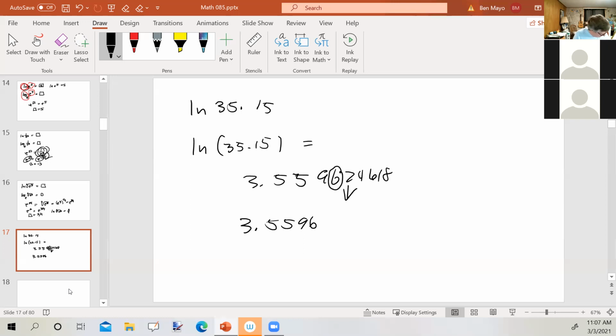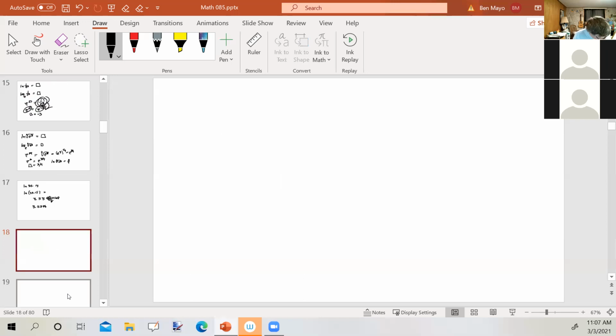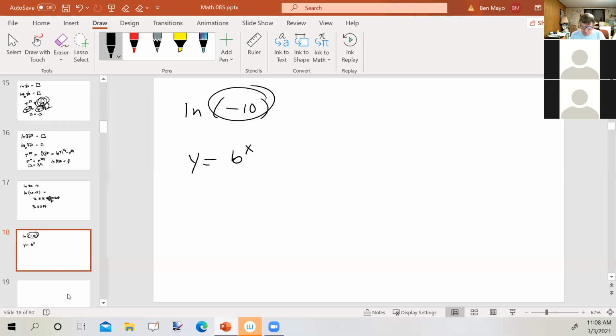Okay, let's see here. Let's take the natural log of -10. ln -10. Oh, I got non-real or domain error. Now yesterday we talked about how the base of the log had to be positive and not equal to 1. Well, let's talk about the thing you're taking the log of. Let's say I've got y equals b to the x. So we're going back to an exponential equation or form. B has to be greater than 0, and b can't equal 1.